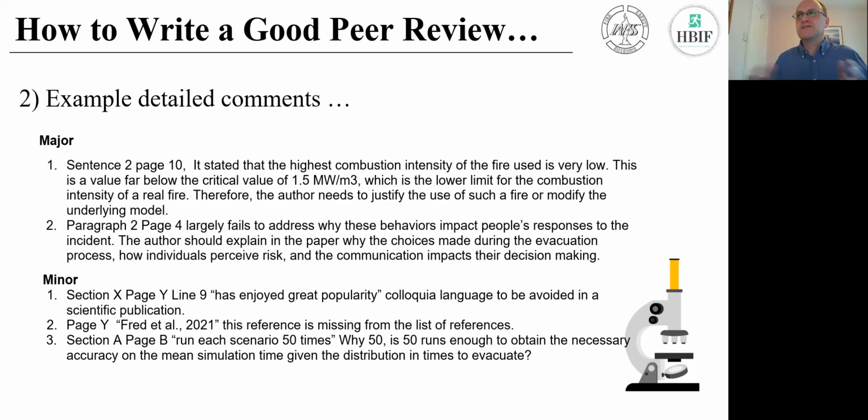So it's the sort of language that needs to be avoided in a publication. If you search the internet, there's lots of information about what sort of language to avoid in papers. And these will be minor changes you can make. Also check the references are correct.